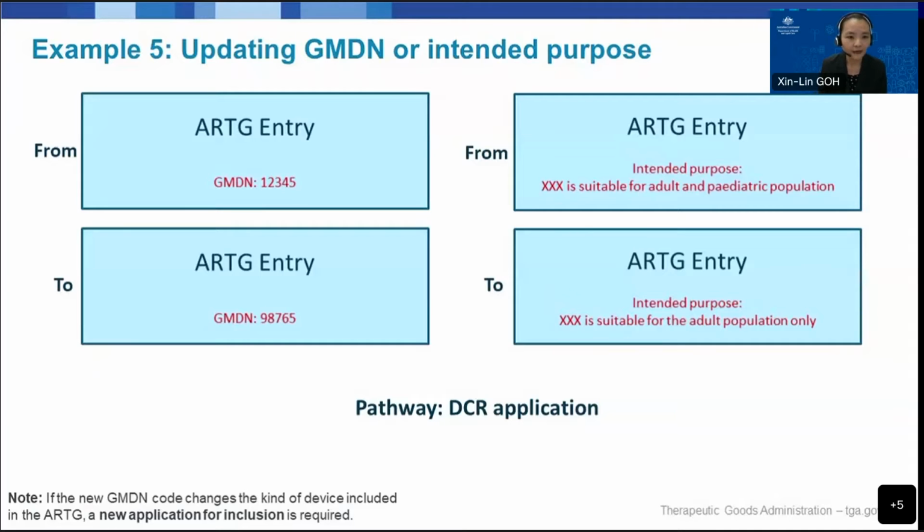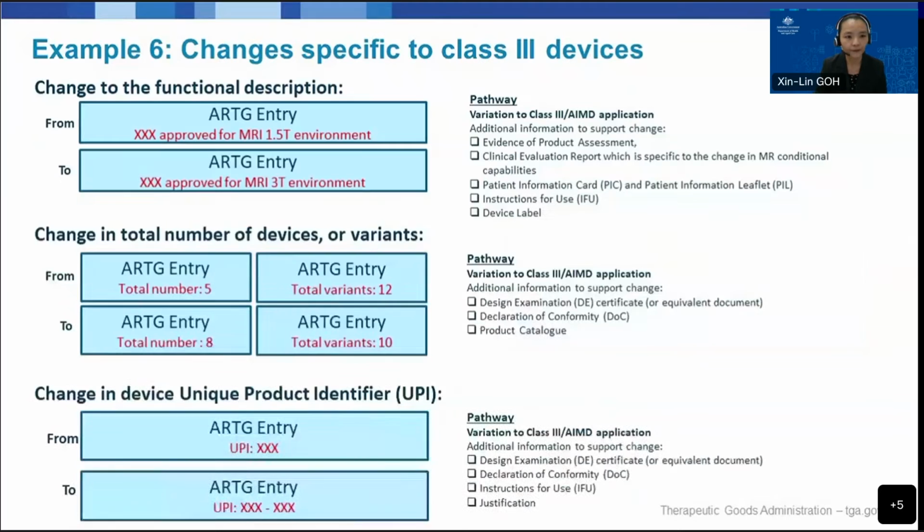Moving on now to example 5, should sponsors be wishing to update the GMDN code or the intended purpose in their ARTG entry, they can submit a device change request application. It's important to note that when a device is included in the ARTG, the GMDN code at the point of inclusion is considered to be valid for the life cycle of the device, even if the code has been updated or has been made obsolete. However, if the sponsor wishes to update the code during the life cycle of the device, the proposed code must not change the kind of device. If it does, then a new application for inclusion will be required.